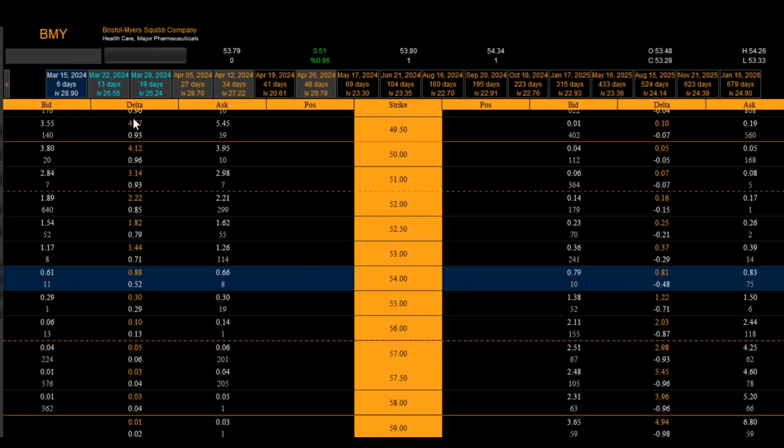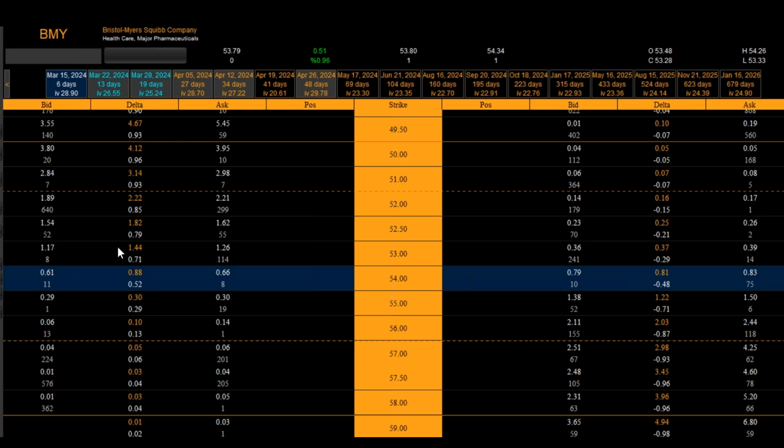Now, one of the things in here that you need to be aware of is this thing called delta. We're going to go over what the delta is, but this is kind of important. When I take a long call, I'm always looking for deltas of about 65 to 75. And a delta, as we'll cover, is basically an indication of how much the price of the option will move versus how much the stock price is moving.